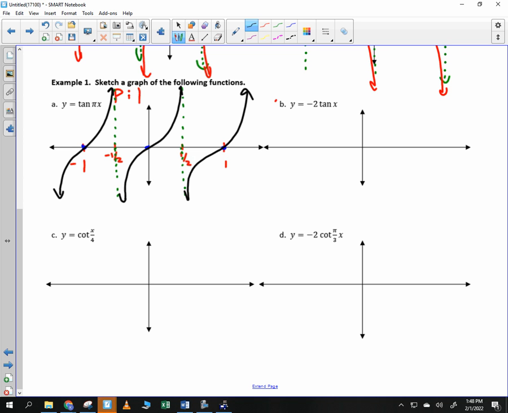Next one, what's the period? Pi. Divide it in half. Pi over 2. Negative pi over 2. Did the zeros go at the period, or did the zeros go halfway in between? Period.